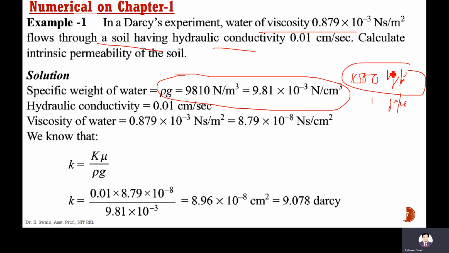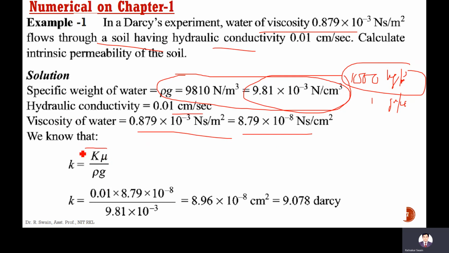Since we are considering SI units and taking 9.81 as g, it will be 1000 into 9.81, so it will be 9810 Newton per meter cube, so it will be 9.81 into 10 to the minus 3 Newton per centimeter cube. Means in centimeter it is converted. So here hydraulic conductivity is given as 0.01 cm per second. Viscosity of water is given. We can convert in centimeter or we can convert it into meter, it is up to us.